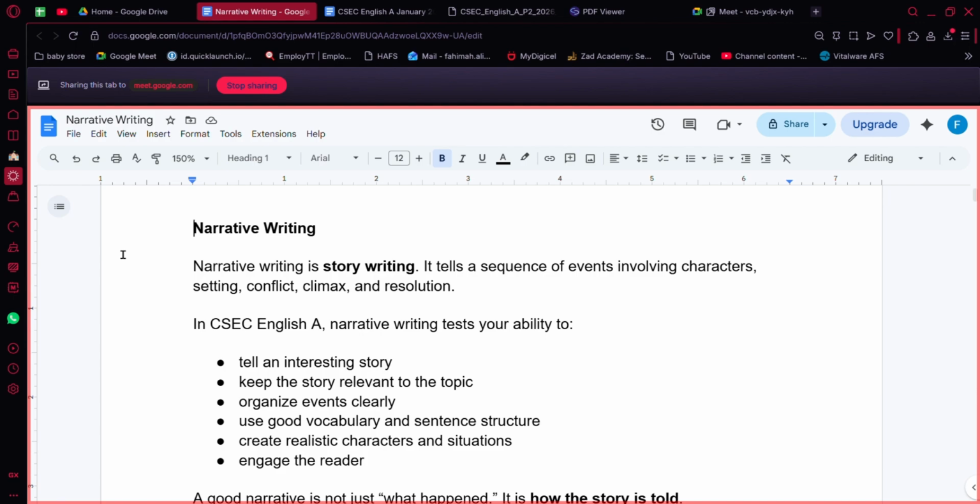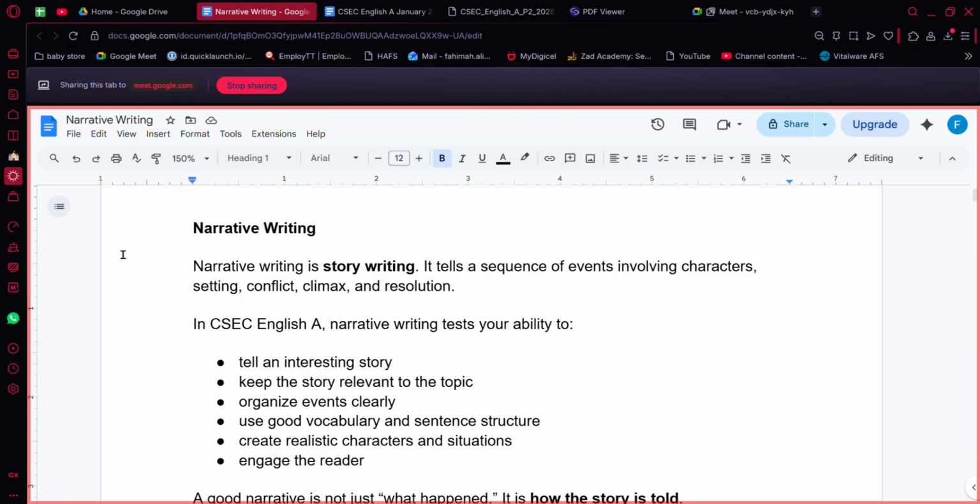So it basically tells the sequence of events involving characters, setting, conflict, climax, and resolution. Characters are the people in the story. The setting is where the story takes place, when it takes place. Conflict is the problem in the story. Climax is the point or the peak of action in the story, the highlight in the story. Resolution is how the problem is resolved. We will talk about these things a little bit more in depth.